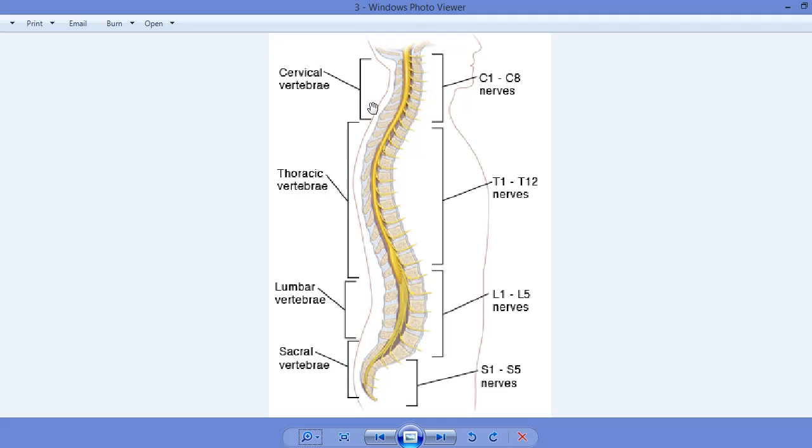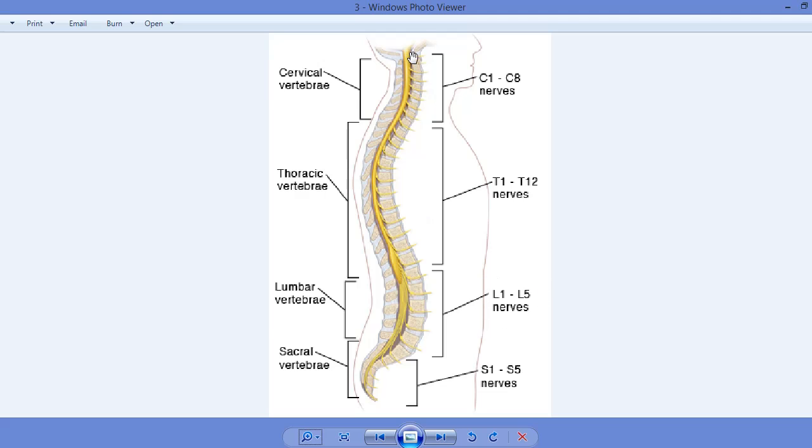But we should focus on this whole structure, on any part of this spinal cord. Let's suppose this is the cervical region. From the cervical region, 8 types of fibers arise. From the thoracic region, 12 types of fibers arise, and from the lumbar region, L1 to L5 fibers arise.